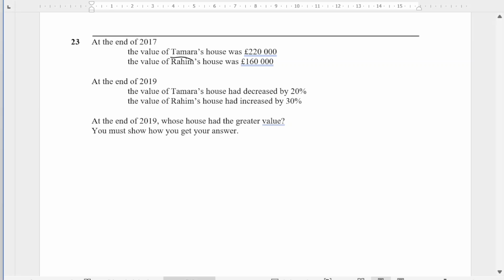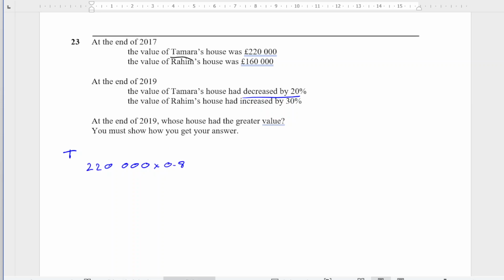Okay, so I'm going to split this into two parts. I'm going to look at Tamara first of all. Their house started out at 220,000 and it decreased by 20%. So really, I want to take off 20%.